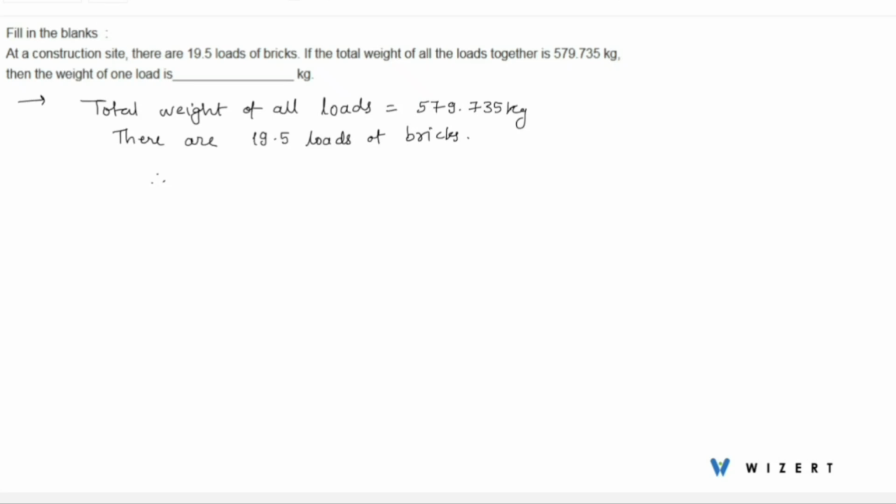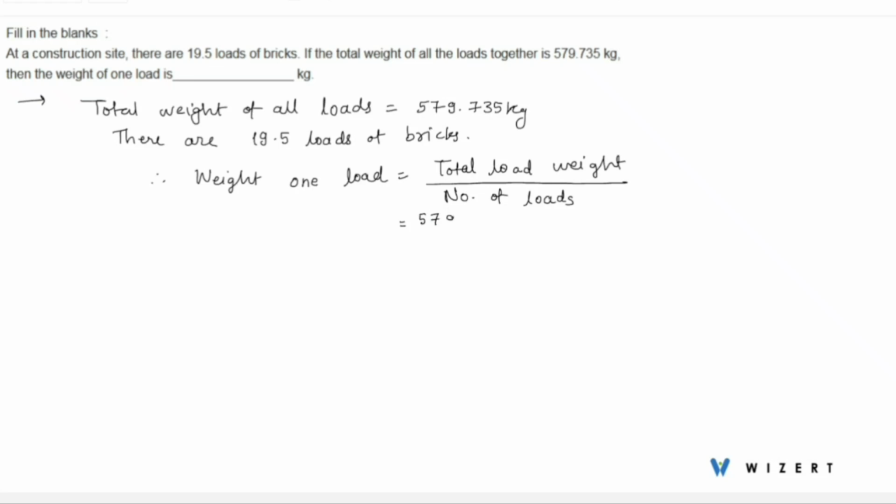Therefore, the weight of one load will be total load weight divided by number of loads. So we'll simply divide 579.735 divided by 19.5.